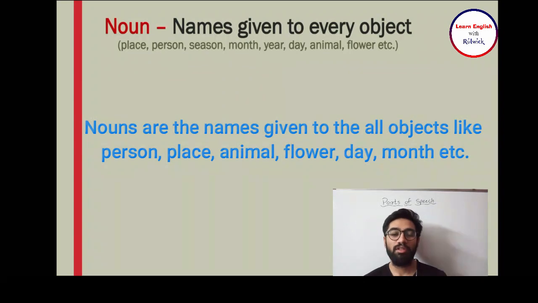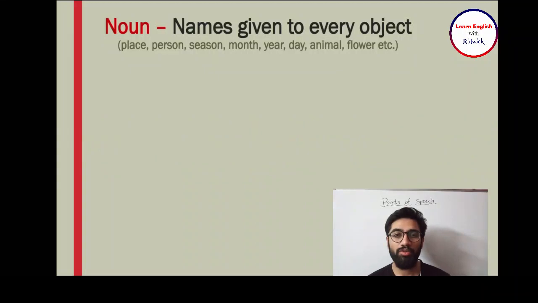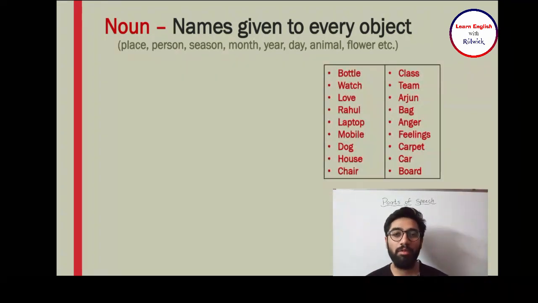Generally nouns are the names given to different objects. Objects can be anything. It can be a person, place, animal, flower, day, months, etc. So we use tags for things, and those tags are known as nouns. Let's understand through some examples. Here it is: bottle, class, watch, team, love. Yes, it's also a noun because it's a kind of feeling. Arjun, bag, etc.